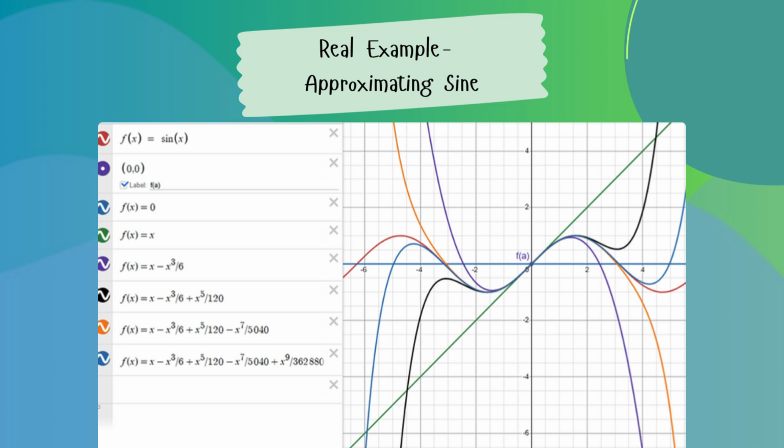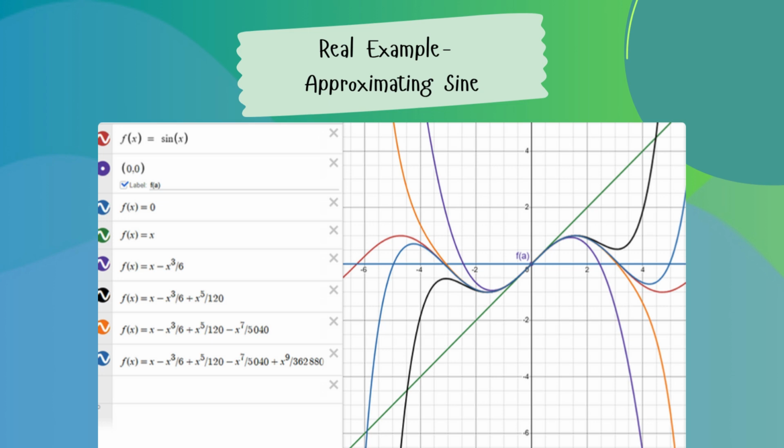That's the negative x cubed over 6. Suddenly, we get a nice dip, like the sine wave. Keep adding higher powers of x, and the shape starts to ripple perfectly, just like the original sine function. You're rebuilding an infinite wave using just math from the point 0.